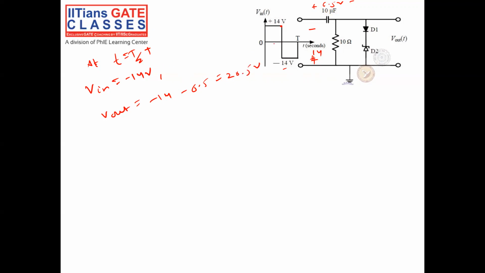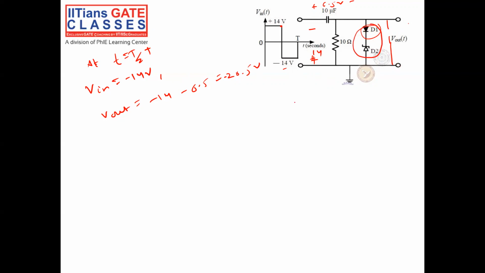Okay, then what will happen? Since minus 20.5 volt is coming at t by 2, D1 will be reverse bias. So it will behave almost like an open circuit. And D2 will be forward bias, so it will be like a short circuit. So effectively, since it is open circuit, this does not come into the picture.